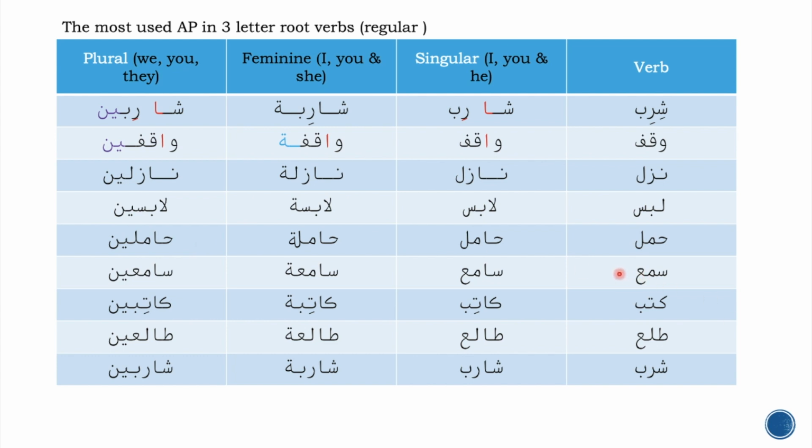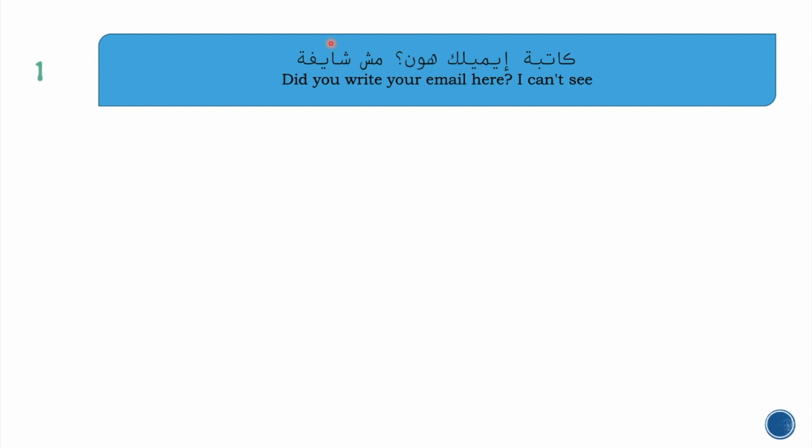سمع is to hear or to listen, becomes سامع, سامعة, سامعين. كتب, which means to write, becomes كاتب, كاتبة, كاتبين. And then finally we've got طلع, which means to go out or go up: طالع, طالعة, طالعين. So this is how you would conjugate the active participle out of the 3-letter root verbs, which means the regular ones. We've got a couple of examples for you.